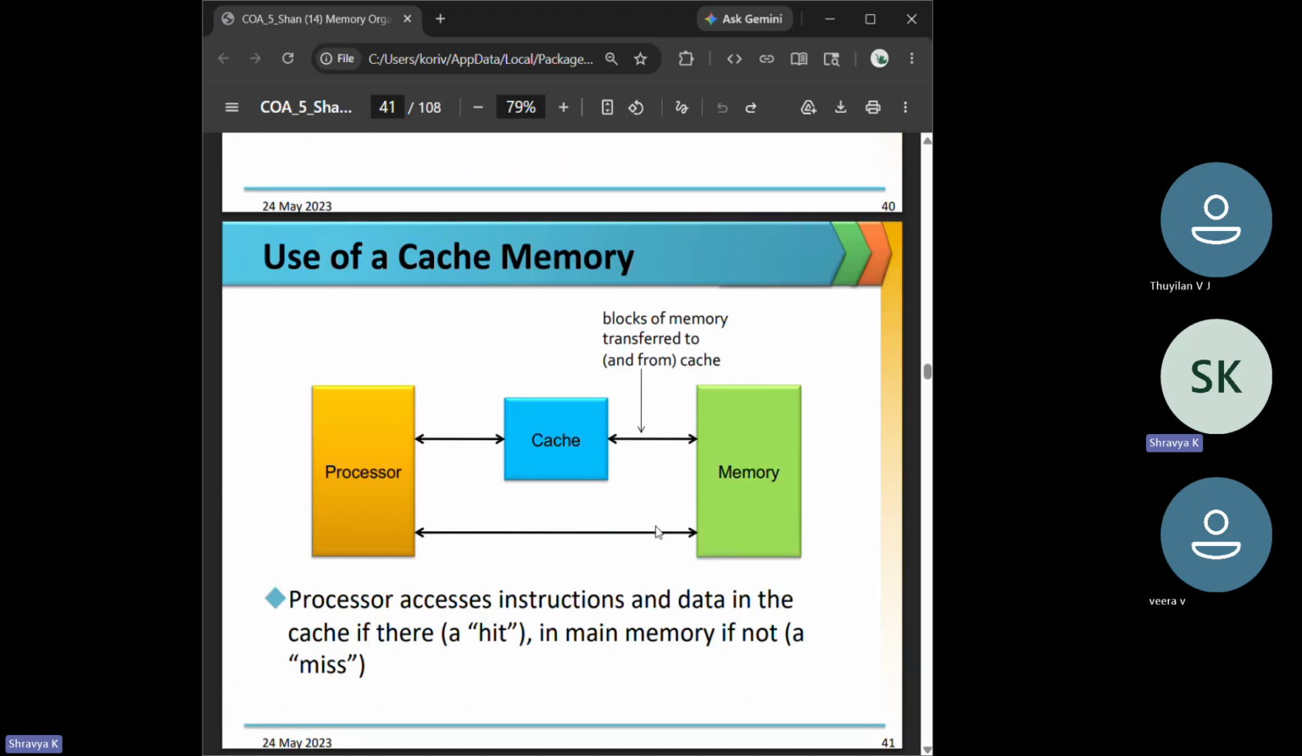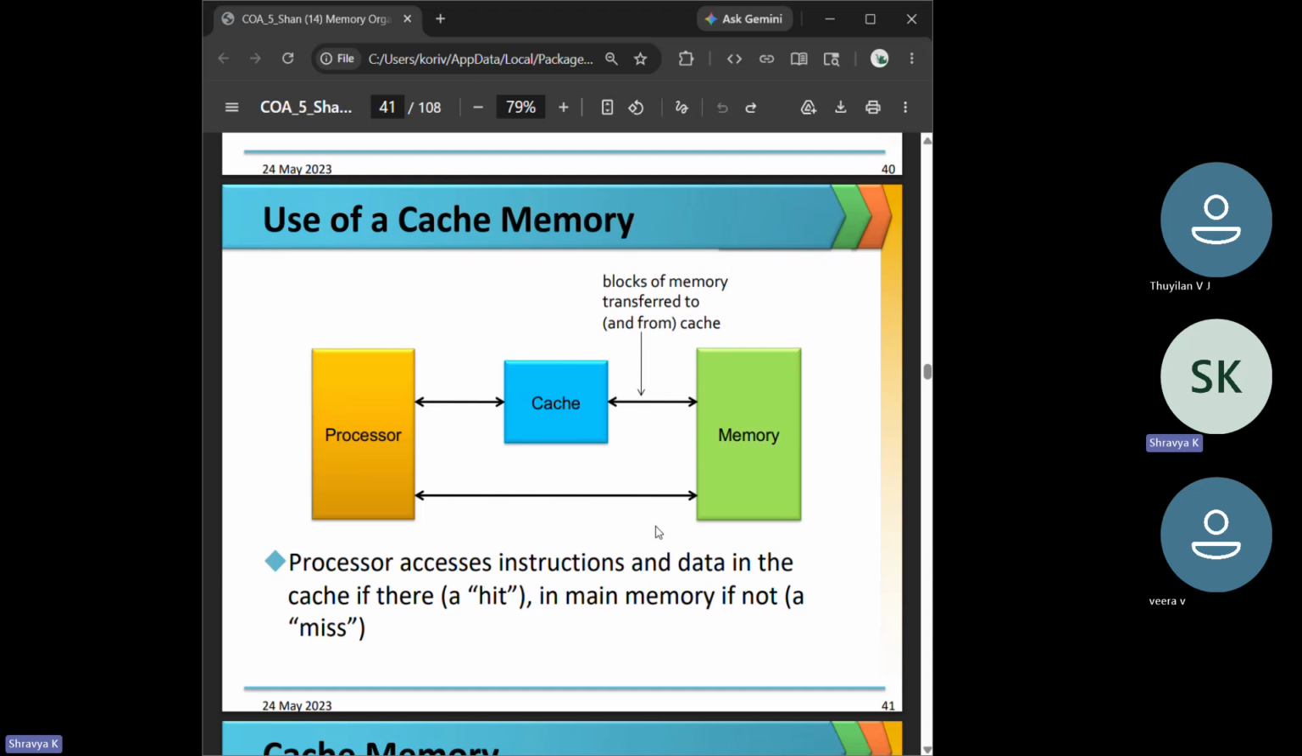This is how a cache sits between a processor and the memory, and the blocks of memory are transferred to and from a cache. The processor accesses instructions and data in the cache if there is a hit. Every time a processor wants to access a frequently used item, instead of looking at the memory, first it goes to the cache. If it finds what it's looking for in the cache, it's called a hit.